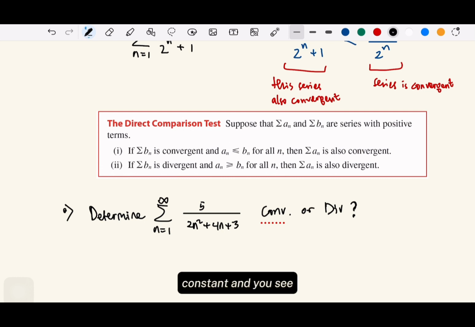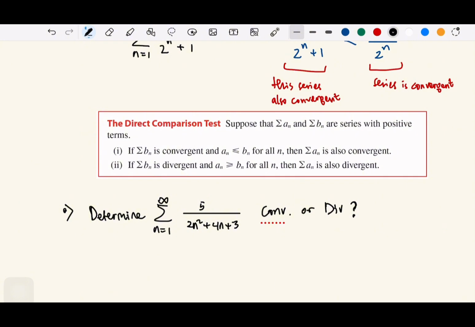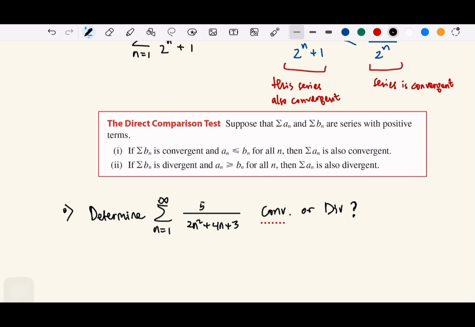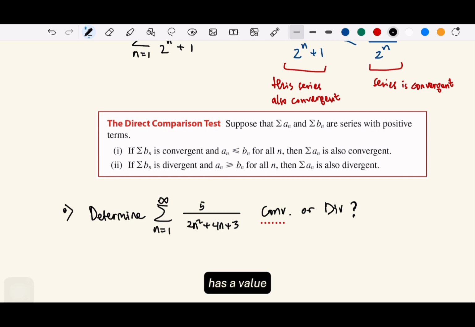So for example, a question like this. You see some constant numbers, and you see a polynomial of degree 2 at the bottom, 2n squared plus 4n plus 3. Immediately, you can think of comparing this to 1 over n squared, or 1 over 2n squared, or maybe 5 over 2n squared. If we try the divergence test, take the limit, and of course the limit is equal to 0. Remember, if we take the limit and it's equal to 0, then we don't have any conclusion. But if this limit has a nonzero value or doesn't exist, then we can say it's divergent. So the very first thing is to test the divergence.